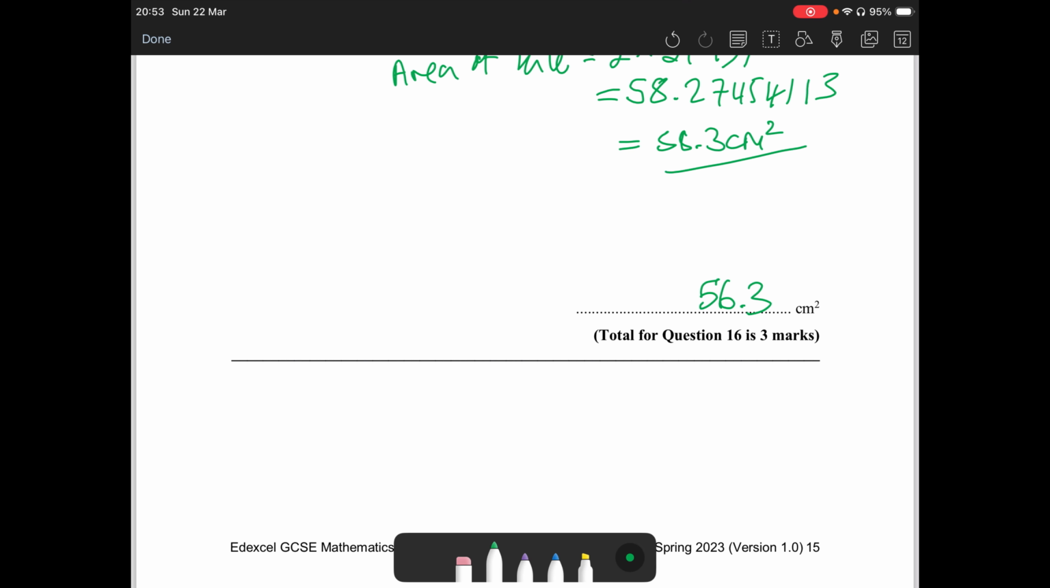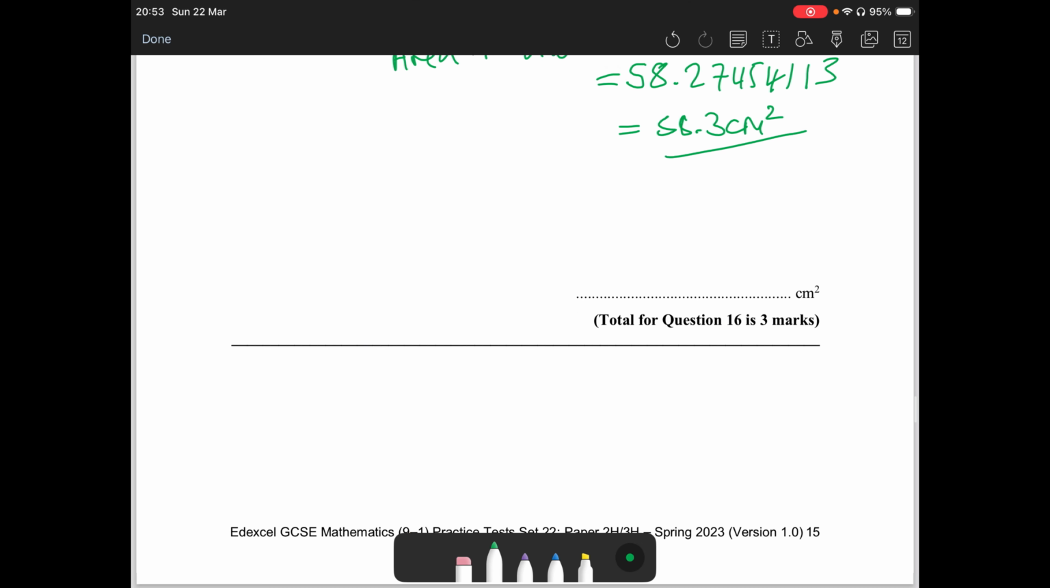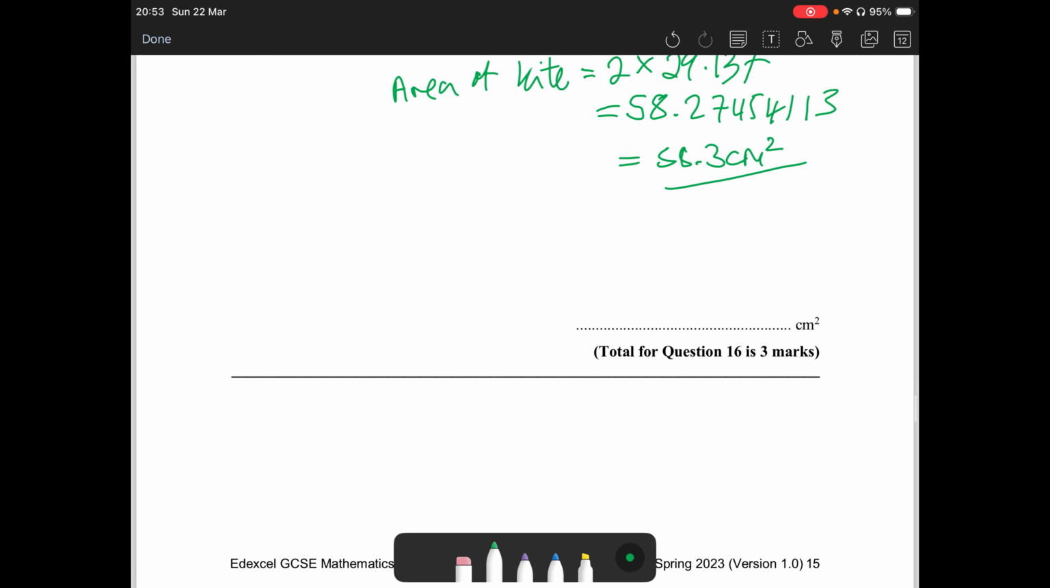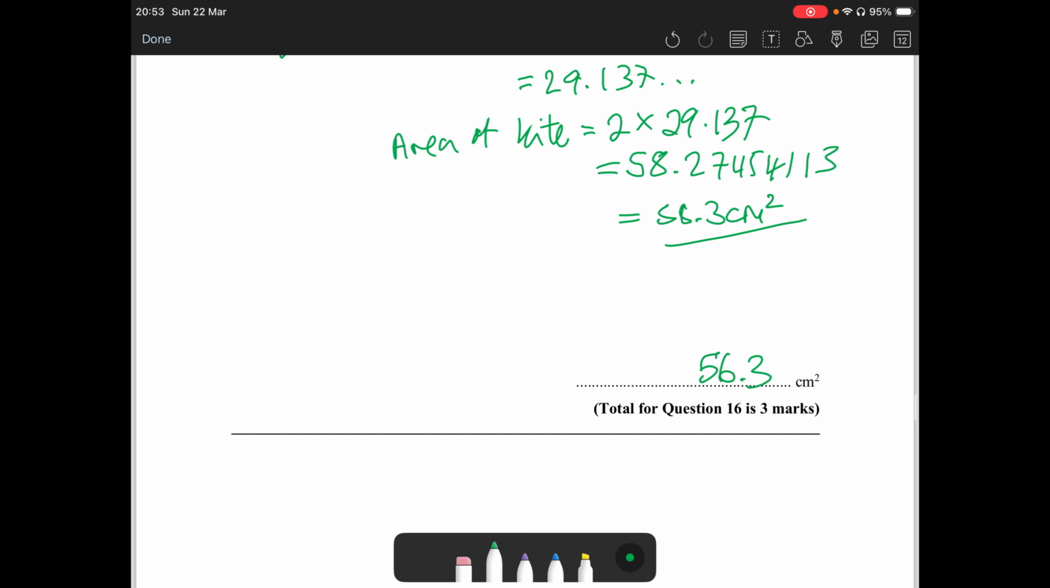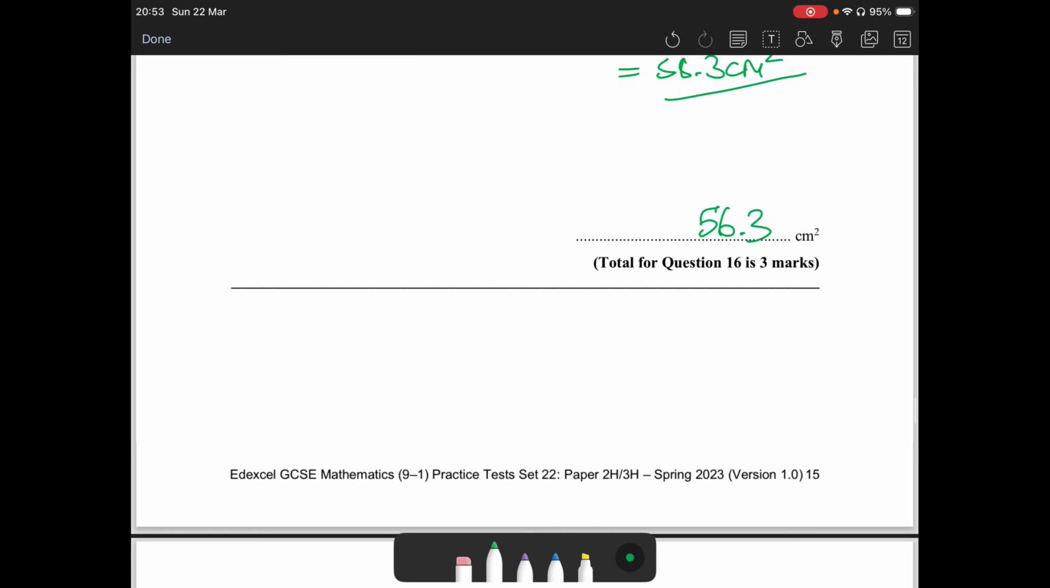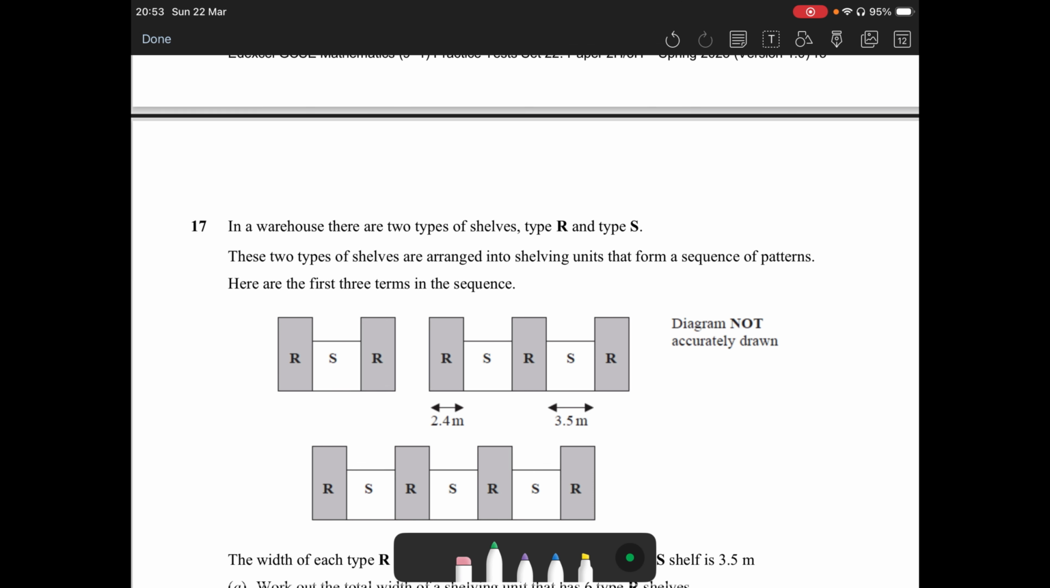Let me confirm this with the mark scheme. Interesting. The mark scheme says... what, this is my handwriting being terrible here. 58. I can't believe my handwriting here is terrible, isn't it? You don't need to tell me that. I know. 58.3. Christ. God.